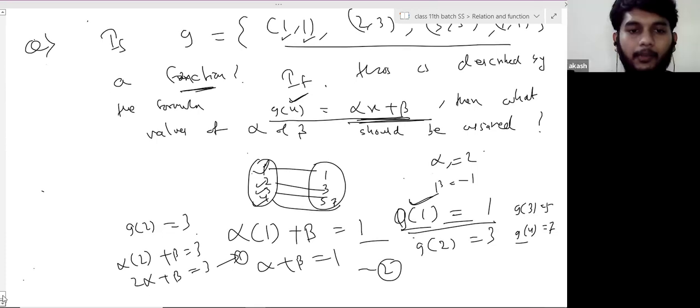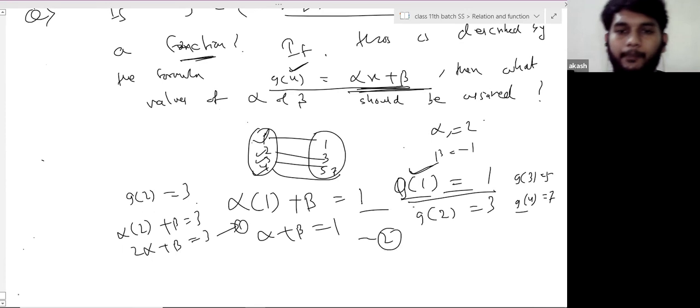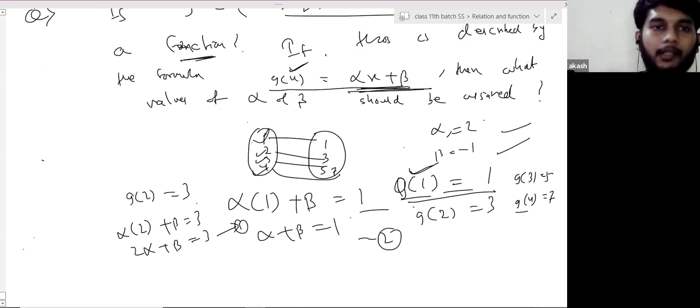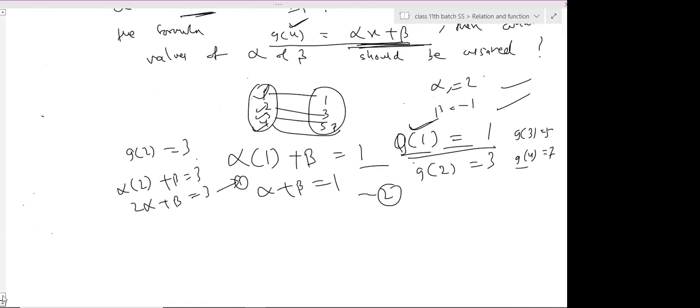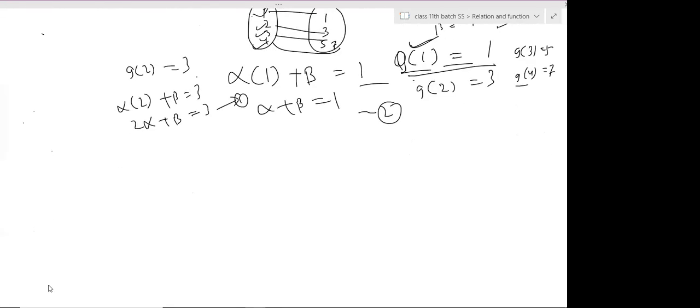So Fahad, are you getting alpha equals 2 here? Yes, alpha is 2 and beta is -2. Right. This answer is correct. Fahad, this is clear, right? Yes, sir. All right. Note it down. Then move on to the next question.